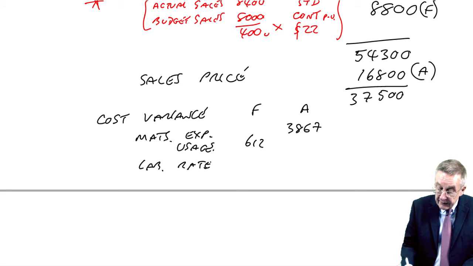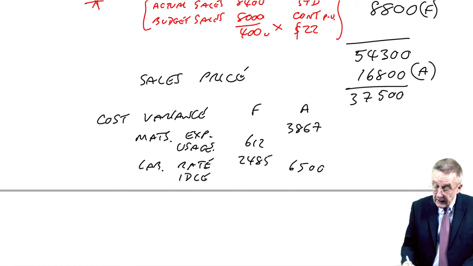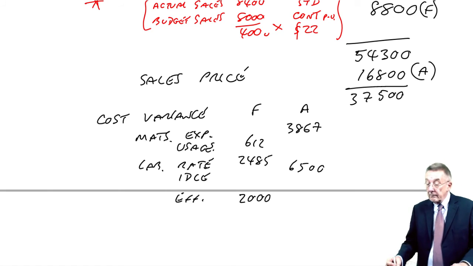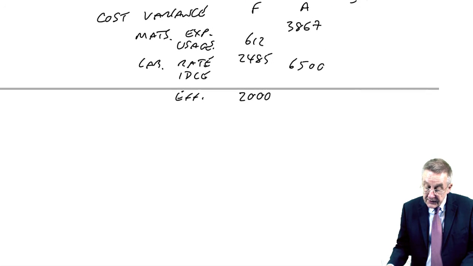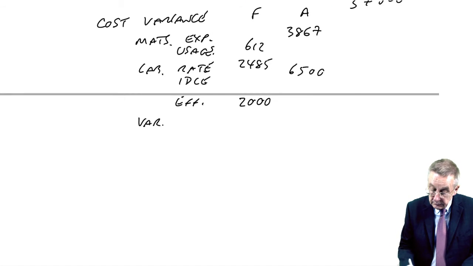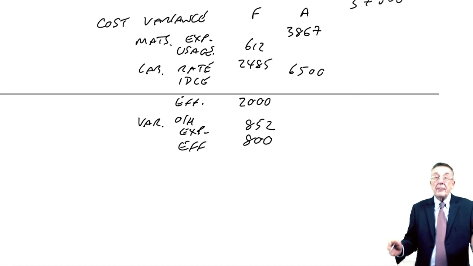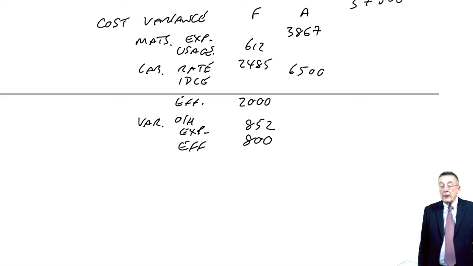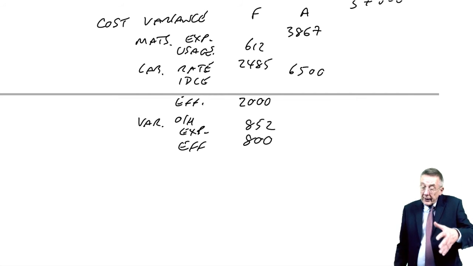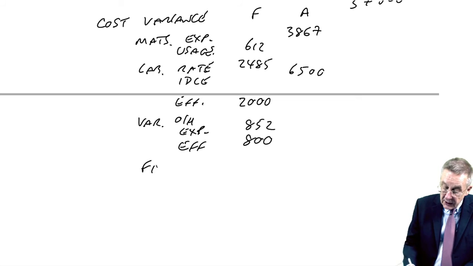Labour, the rate of pay variance was 2,485 favourable. The idle time 6,500 adverse. The efficiency 2,000 favourable. Variable overheads. The expenditure 852 favourable. Efficiency 800. So all of them identical. The only one that changes is fixed overheads.